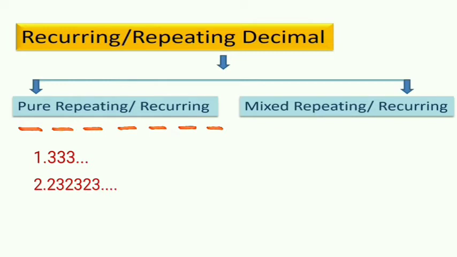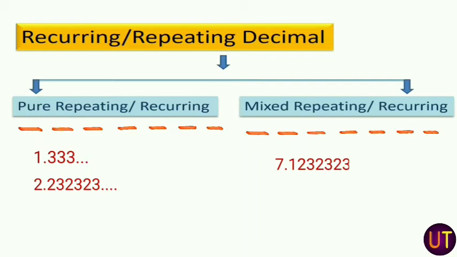So, do you understand? Let's go to the next one. What is the mixed repeating decimal? Here, at least one of the digits after the decimal point is non-repeated, and then some digits are repeated, like 7.1232323 ... Do you understand?